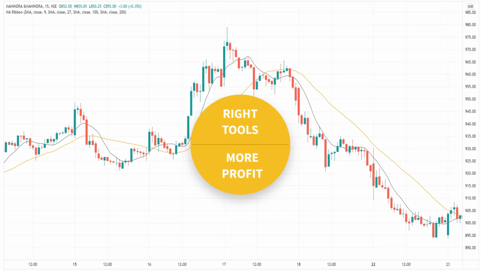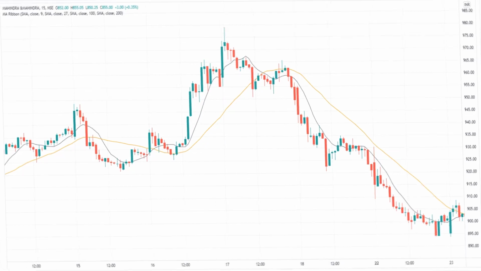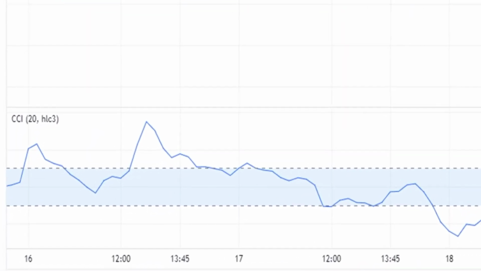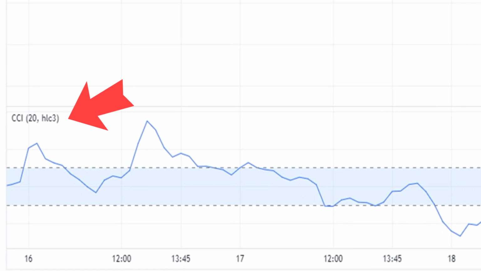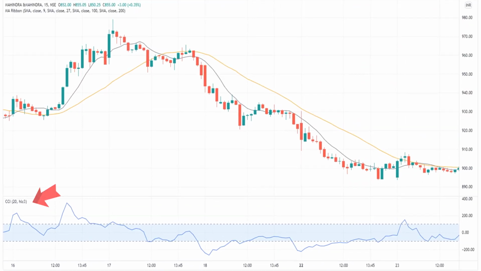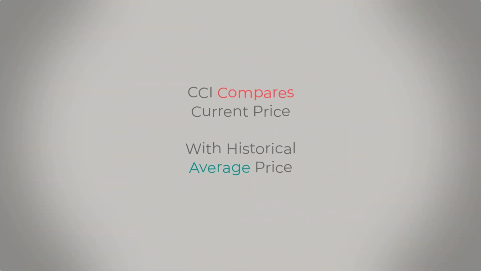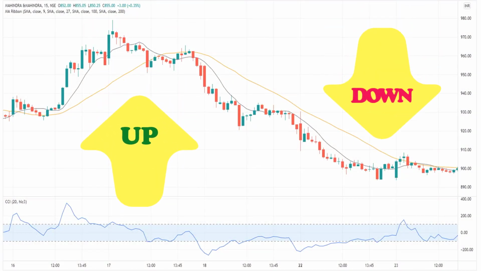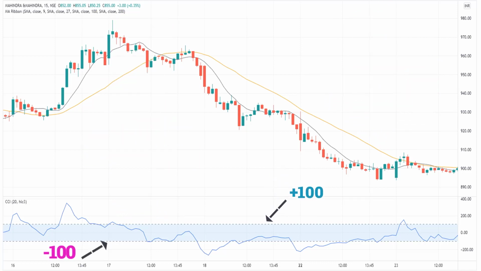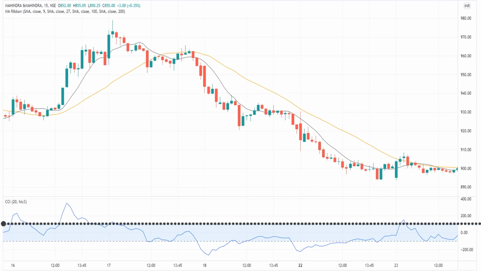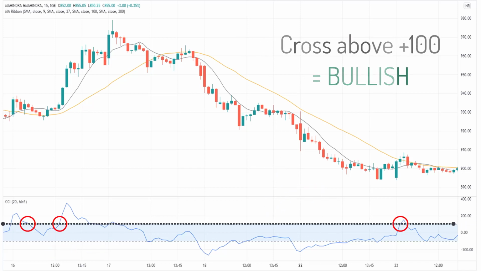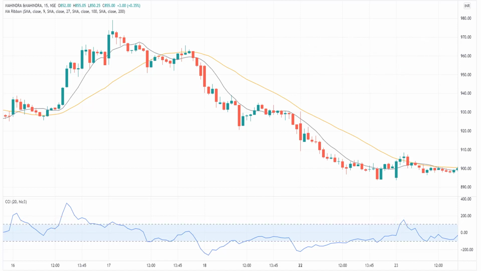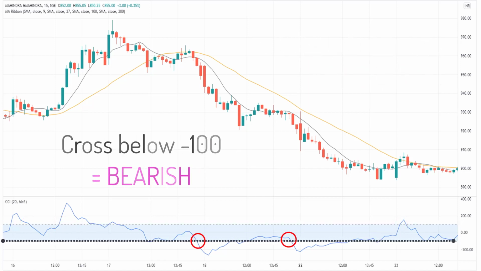Today, we'll see one such indicator that works beautifully with the moving average. Commodity Channel Index, or CCI, is a momentum-based indicator that works like magic when used with moving average. CCI basically compares the current market price with the historical average price and tells us whether the trend is up or down. CCI has two key areas, plus 100 and minus 100. When the signal line crosses above plus 100, it indicates bullishness in the stock. When the signal line crosses below minus 100, it indicates bearishness in the stock.